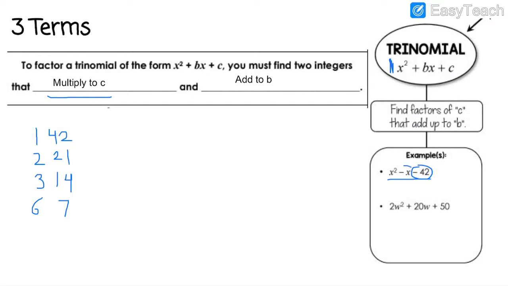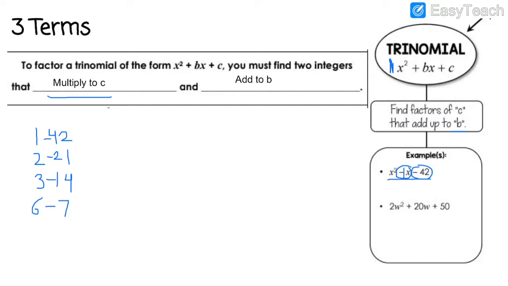Here in the middle, since we have a minus sign, that tells me my larger number is going to be negative. Because when we add, we want a negative number. So we take the sign of the larger when we add. So I'm going to add a negative number to all of my bigger numbers in the factors. So I am looking now. I have my factors of C. I want to know which one of these will add to my B value. So my B value here is a negative 1.